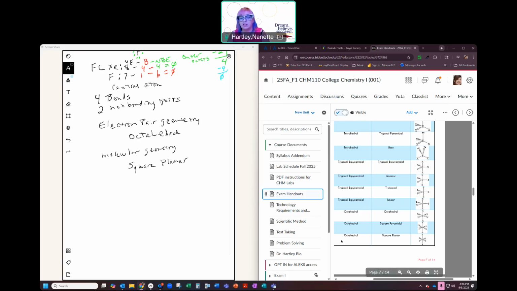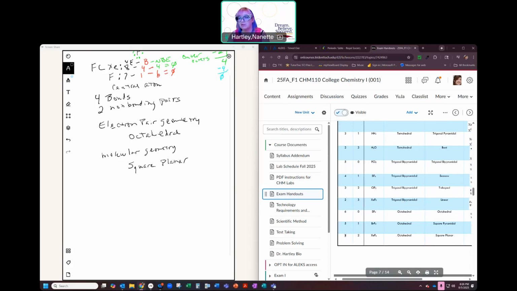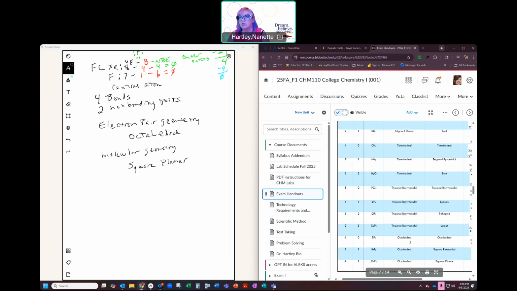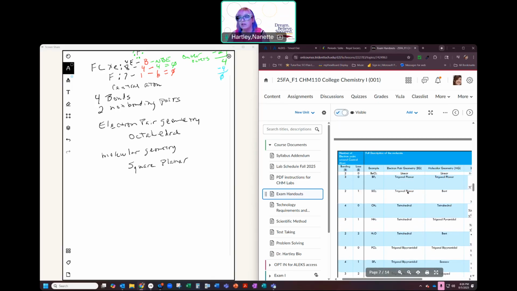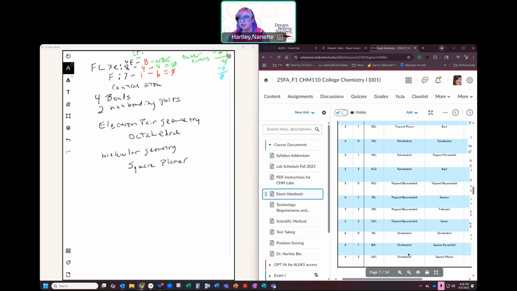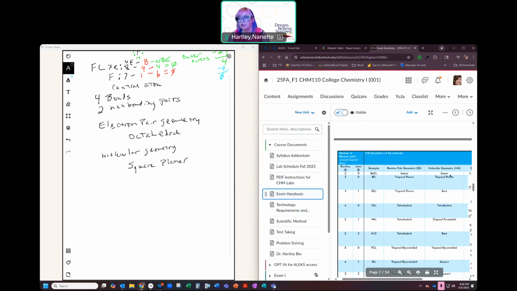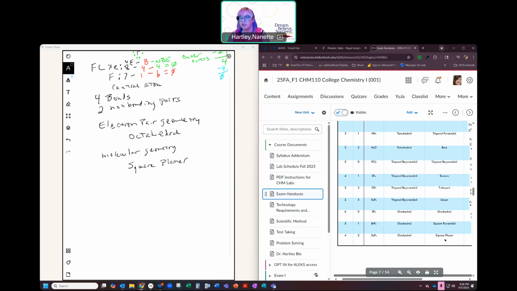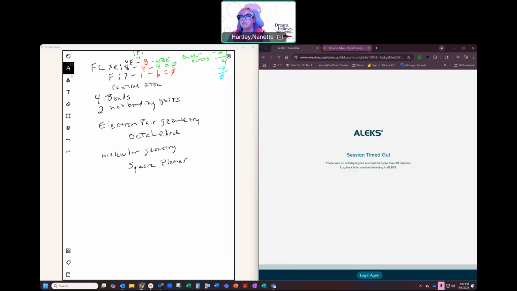So that's the structure that I'm looking at. And all I have to do is look at the table for how many bonds I have and how many non-bonding pairs, look at the column that says electron pair geometry to get the electron pair geometry, and then the molecular geometry to get the molecular geometry. Now, if it asks me for the structure, I'm looking for the molecular geometry as well. Okay, so those terms are synonymous. So that's what I'm going to be doing.